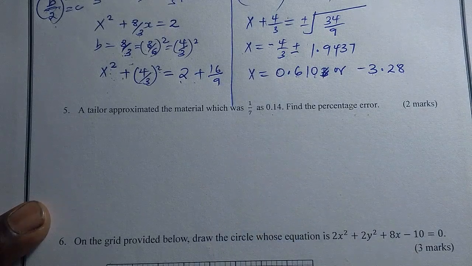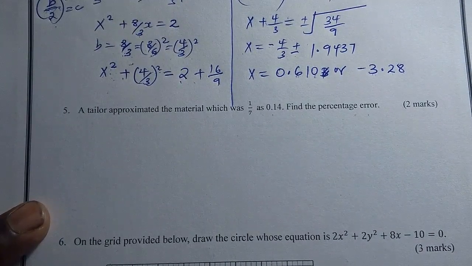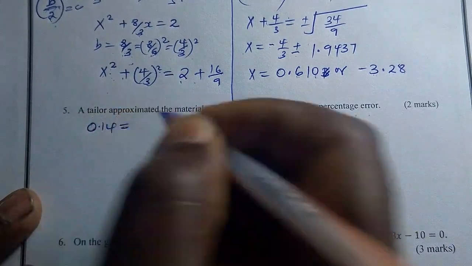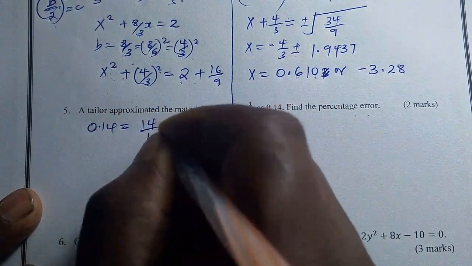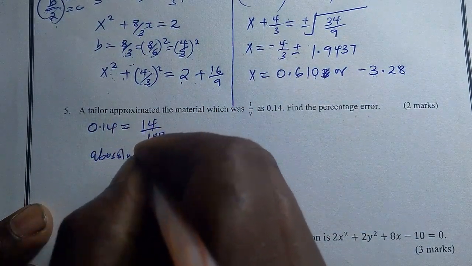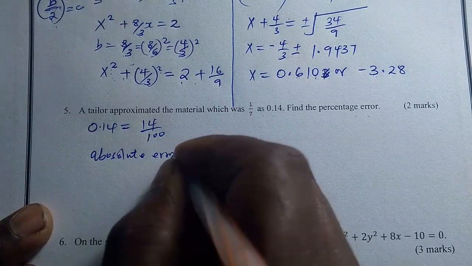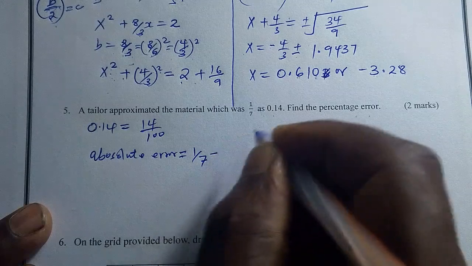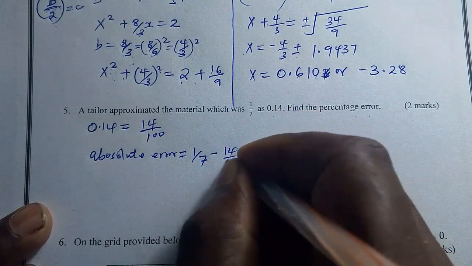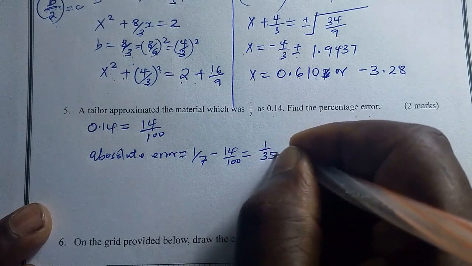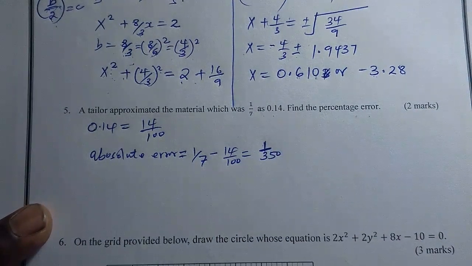So let's get the absolute error first. 0.14 is actually the same as 14 over 100. So absolute error is equal to the 1 over 7, the original, minus the truncated 14 over 100. And that gives us 1 over 350 using your calculator. So that is the absolute error.